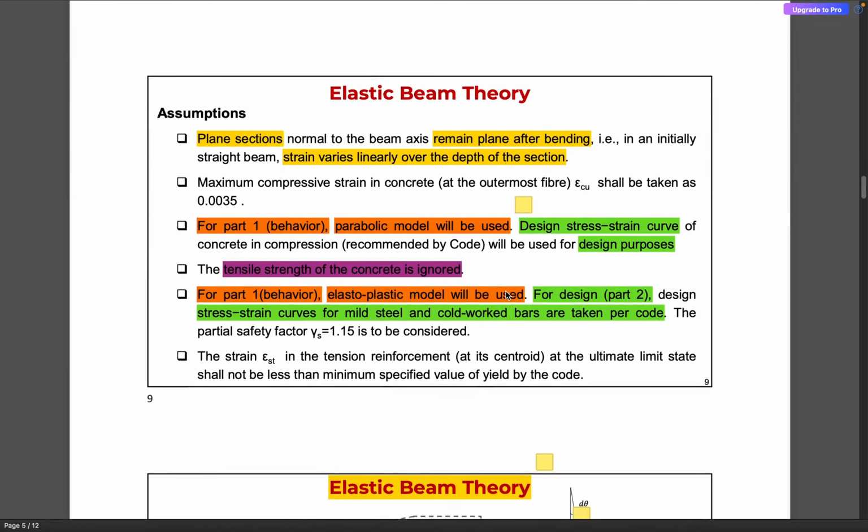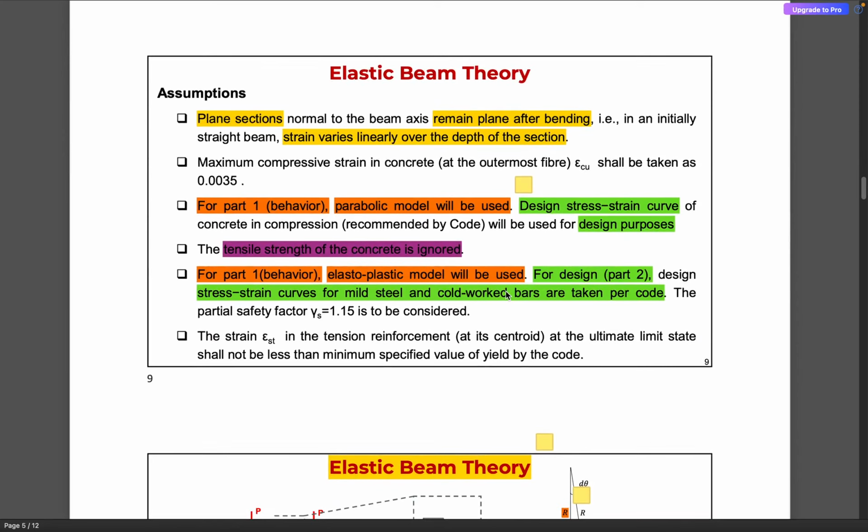Then, in order to develop the mathematical model for a beam under flexure, we have to make certain assumptions. That is, the plane section normal to the beam axis remains plane after bending also, and the maximum compressive strain in concrete is taken as 0.0035. As we looked at, this particular module has been divided into 5 parts. For parts 1 and 2, and probably part 3 also, we are going to consider the parabolic model.